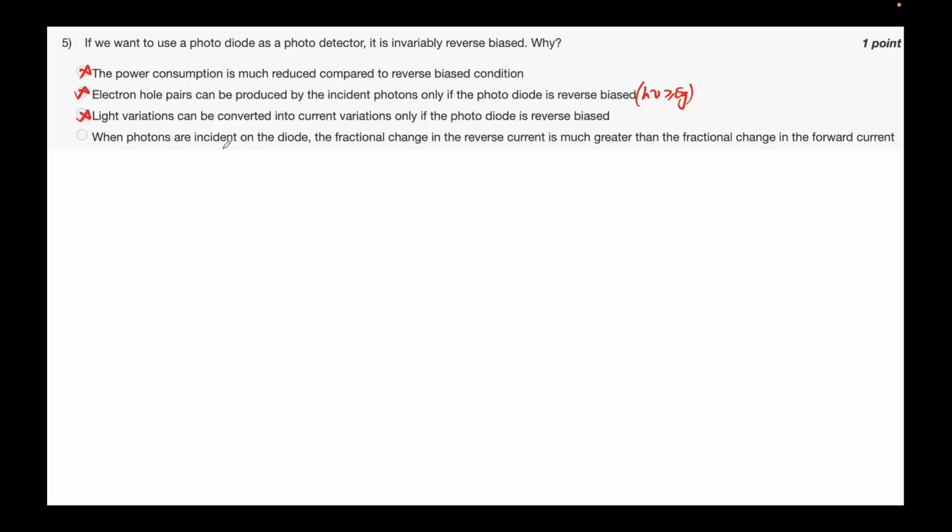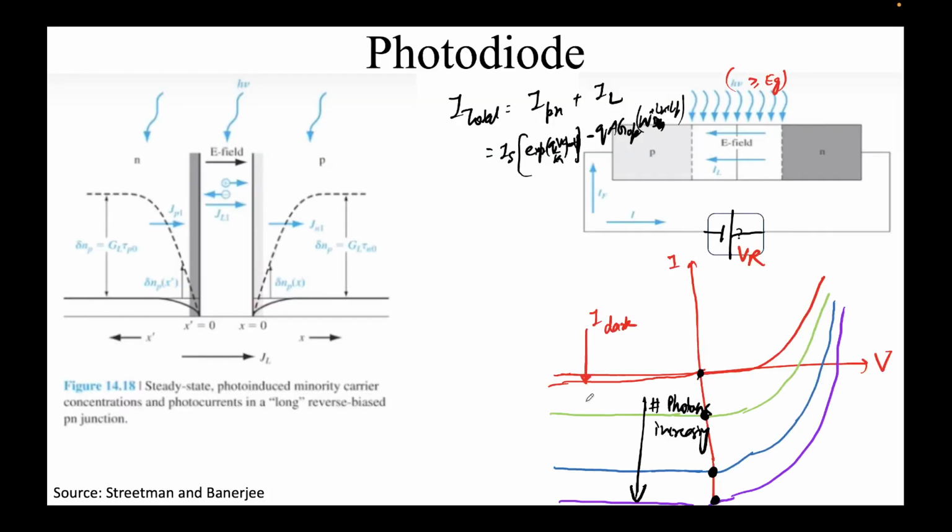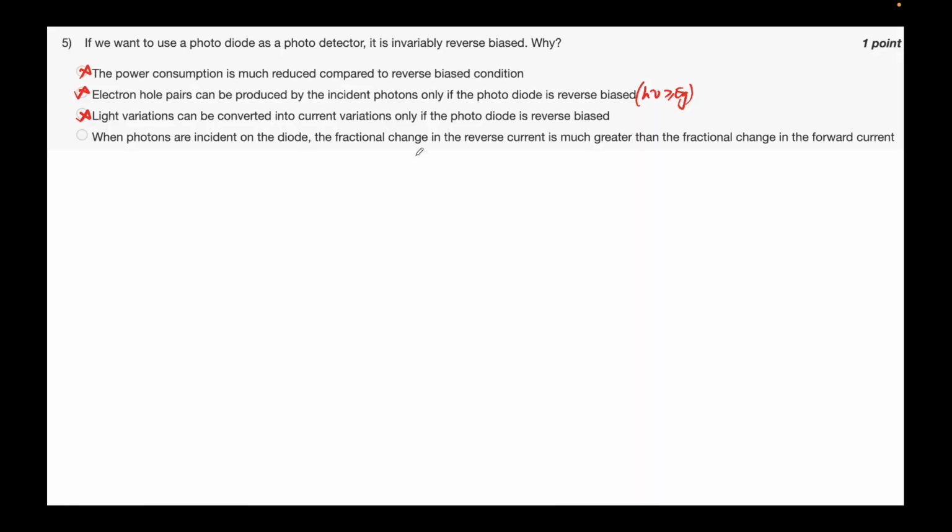The last option: when the photons are incident on the diode, the fractional change in reverse current is much greater than the fractional change in forward current. That is what I meant here. It goes from nanoamps to milliamps, whereas here it goes from a few milliamps to a few milliamps. So the fractional change, the percentage change, is much larger. The fourth option is the correct one.